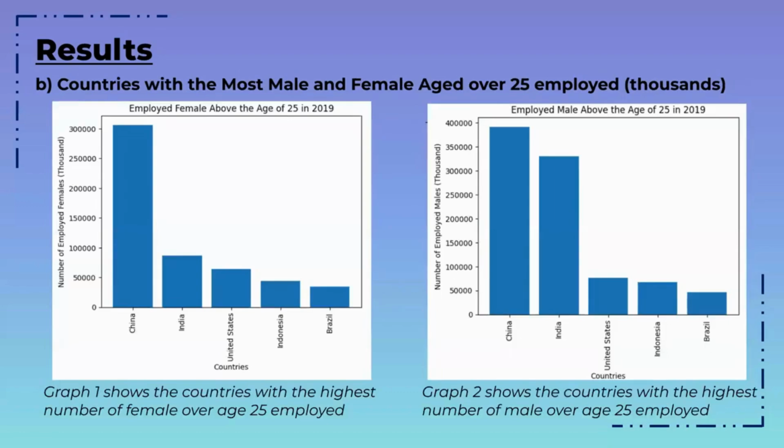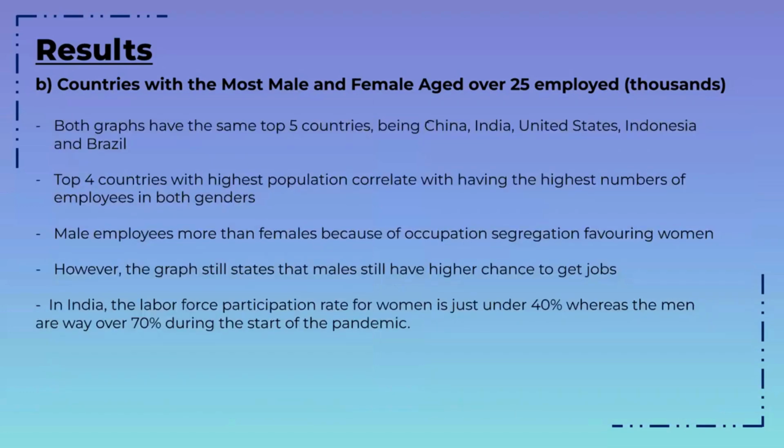Next, we found the countries with the highest number of male and females employed over the age of 25. Based on this graph, we can observe that the top 5 countries with the most males and females aged over 25 employed during the pandemic are all from the same countries, being China, India, the United States, Indonesia, and Brazil. The 4 countries with the highest population in 2021, which is when the virus was at its most serious point, were China, India, the United States, and Indonesia, which links to why they would have the most people employed.